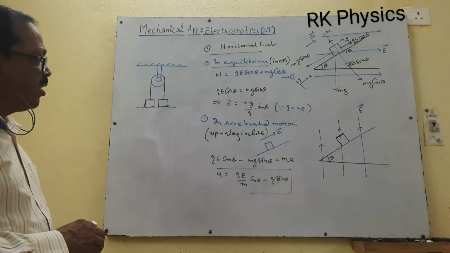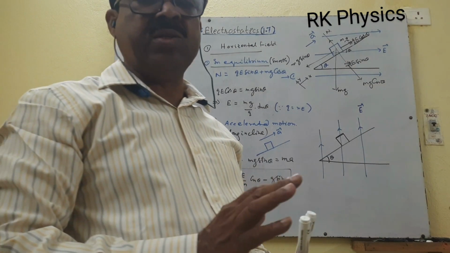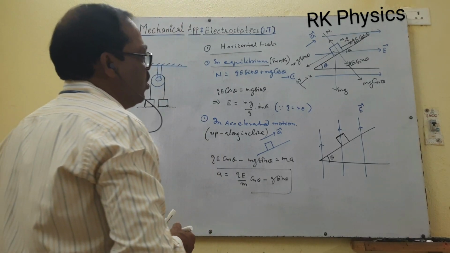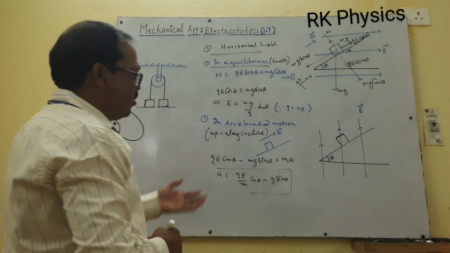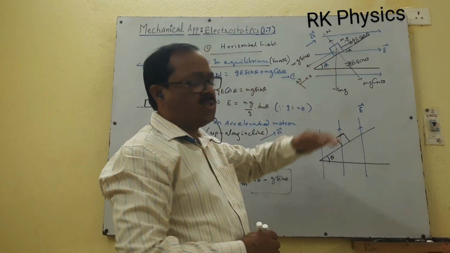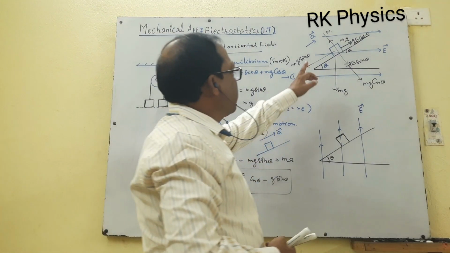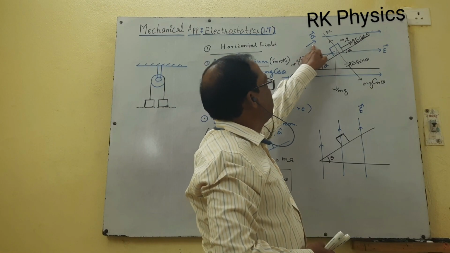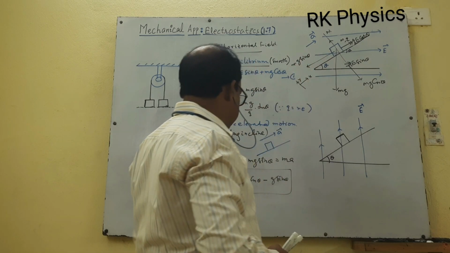These are the cases if the surface is smooth. Now, if the surface is rough, then the question comes: in which direction does the object have a tendency to move? If the object has a tendency to move upward, it means friction is along the direction of mg sin theta.